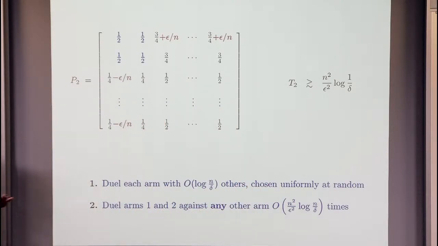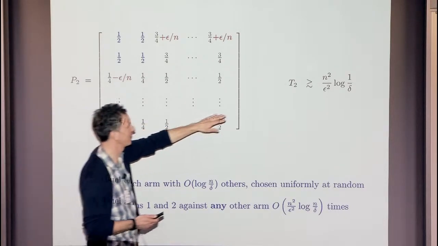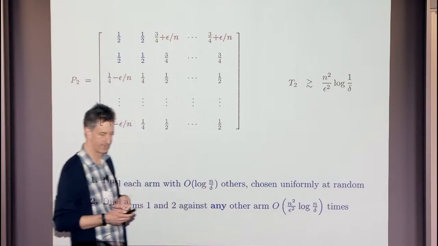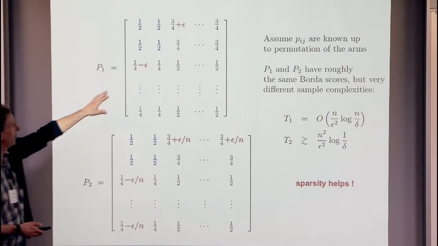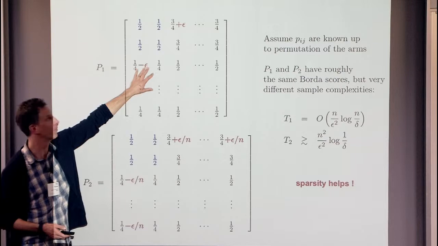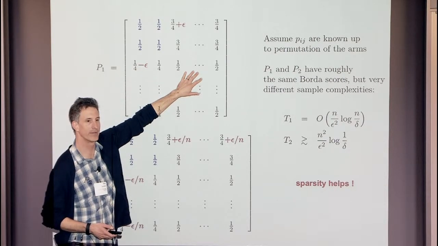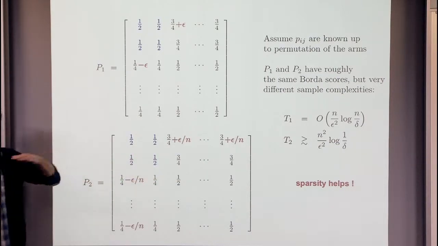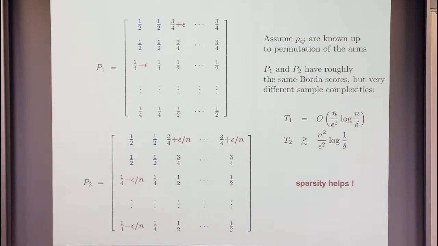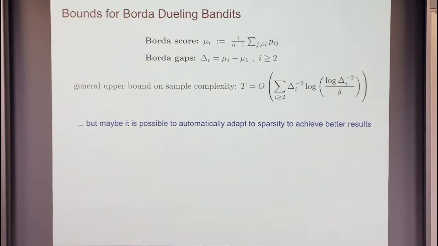So that's just an argument for an upper bound, but you can use Fano's inequality and show this is a lower bound too. So some problems are easier than others. What's the key idea? Somehow there's some sparsity lurking in here. Most of the duels are not informative for distinguishing the top two here, whereas all of them are informative in this other case.